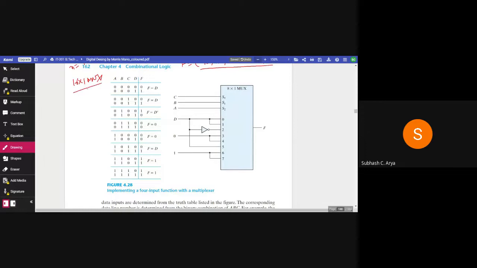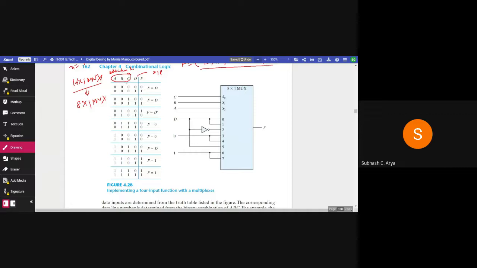But no, we are not going to do it like this. Instead of 16 cross 1, we want to implement this function with the help of an 8 cross 1 multiplexer. So how can we do it? The same principle we have to apply here. Let us take A, B, C as selection lines and D as an input.